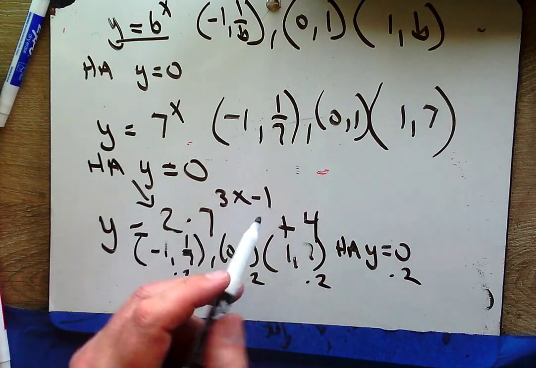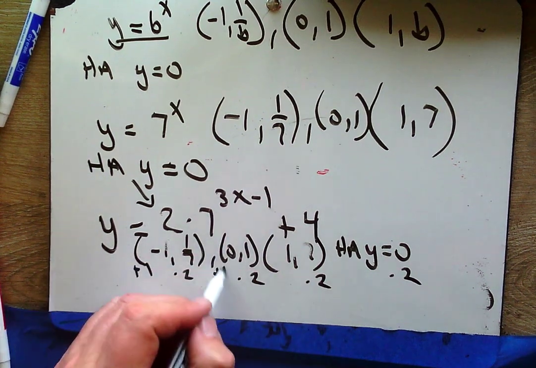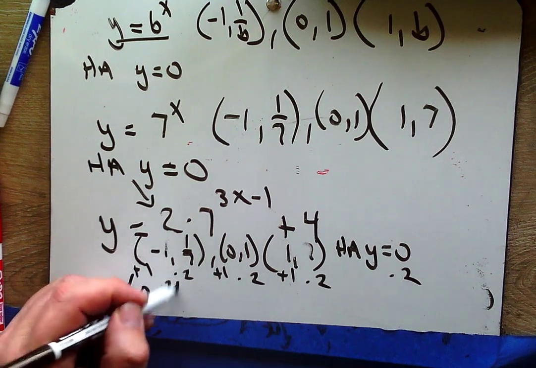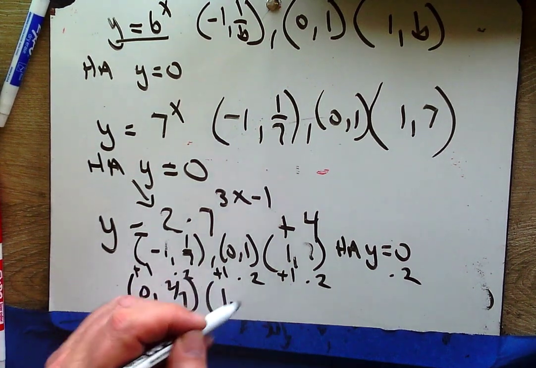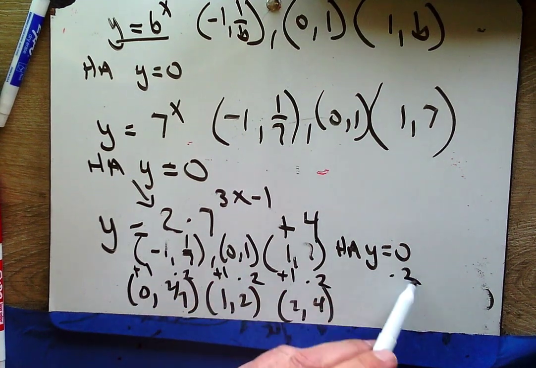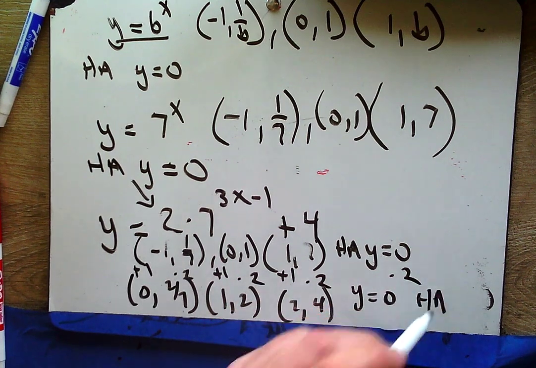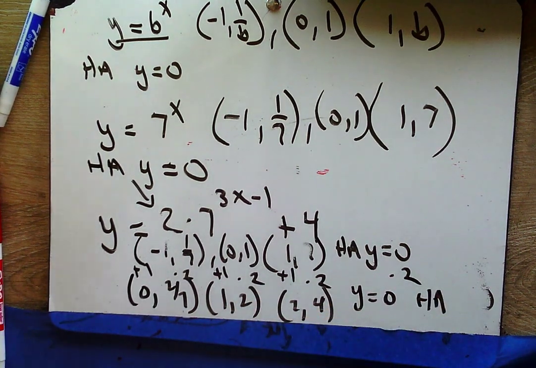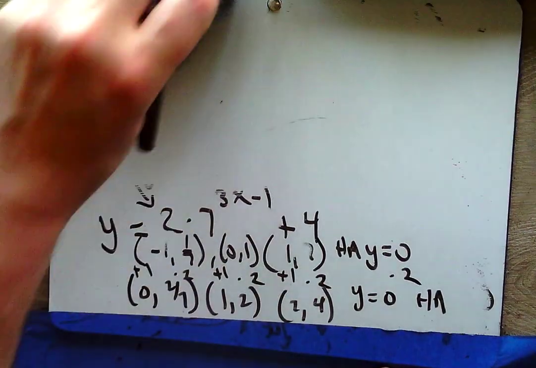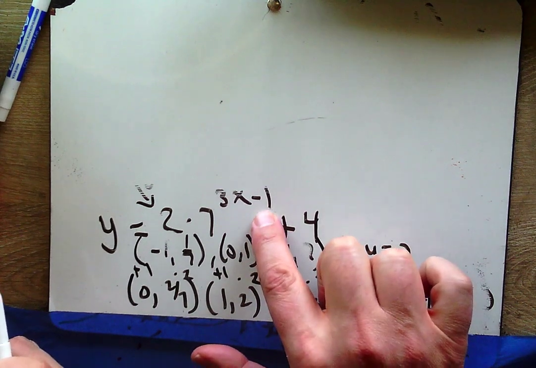So I'm going to multiply all the y's by 2. And when I do, I'm also going to do one of these x transformations. I'm going to add 1 to all the x's. So I've got 0, 2 sevenths. I've got 1, 2. I've got 2, 4. And 0 times 2 is still y equals 0 for a horizontal asymptote. Nice. But I'm not done yet, am I? No, not quite done yet. I still need to divide the x's by 3 and subtract 1 from the y's.